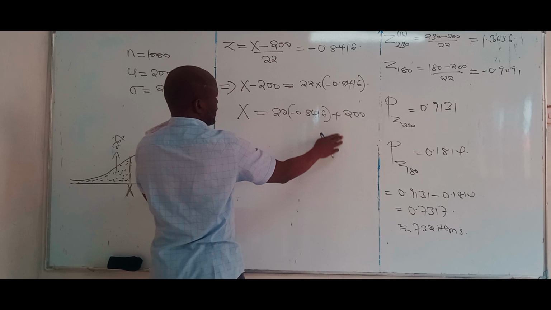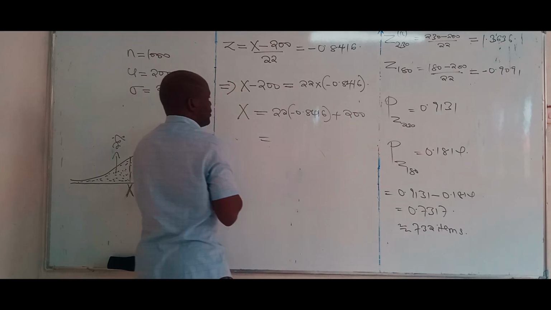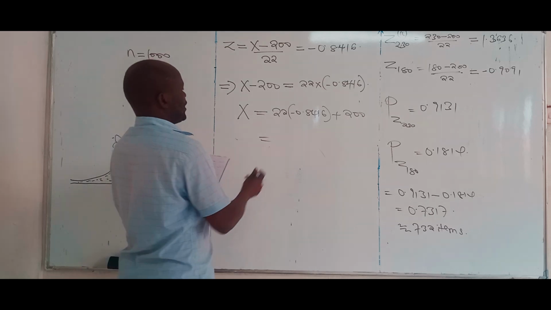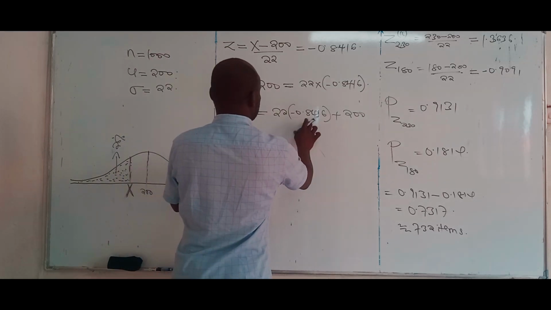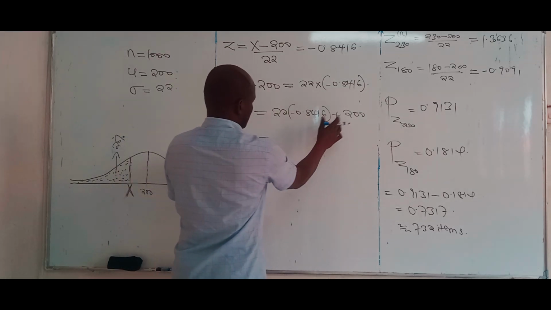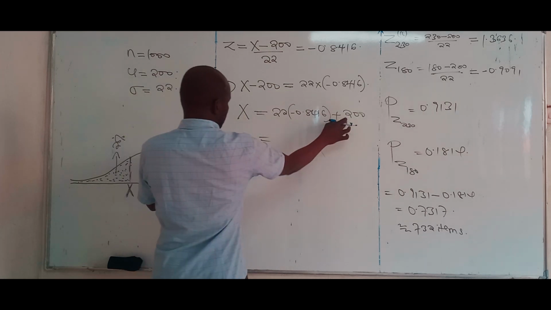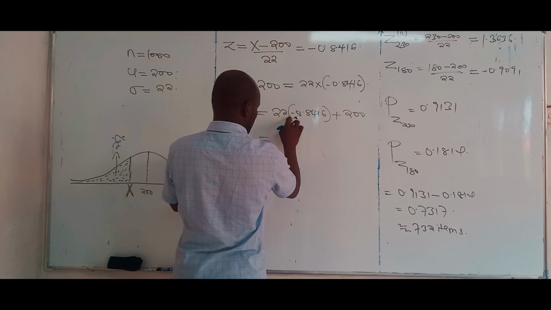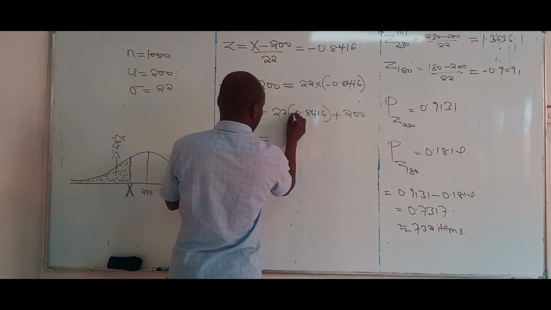That implies that X is 22 times negative 0.8416 plus 200. If it crosses the other end, it becomes that. And my X value, if I work it out, bearing in mind that this is going to be negative, we expect an X which is less than 200, because we are effectively subtracting what we get here from this, owing to this sign.